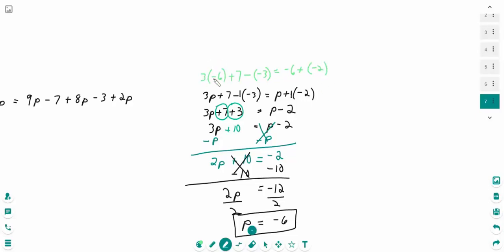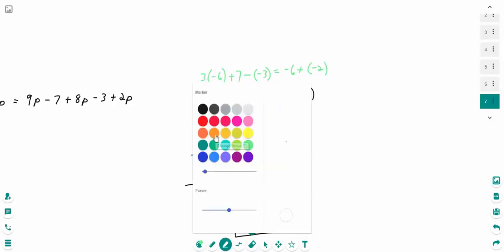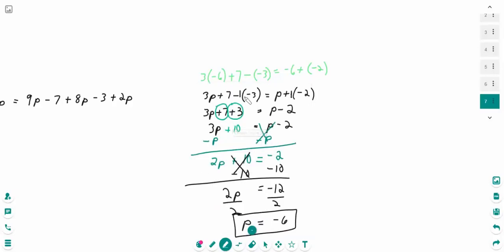All right, so we have 3 times a negative 6, and I don't like this color. It's a little bit faded. Let's go with a brighter color. 3 times negative 6 is a negative 18 plus 7 minus minus 3 is plus 3 equals a negative 6 plus a negative 2, which is just a negative 2. All right. Now we have negative 18 plus 7. Well, that'd be a negative 11, right? And a negative 11 plus 3 is going to be a negative 8.